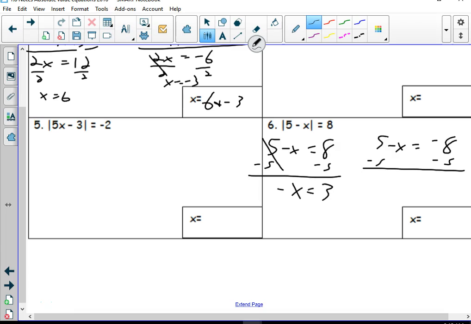Now, here's the thing about checking your work. Let's say you forgot to bring down the negative, and you thought the answer was 3. Okay, that's fine. Check it. Plug the 3 in. 5 minus 3 is what? Oh, guys. 5 minus 3 is 2. Is the absolute value of 2 equal to 8? It is not. Is 2 eight spaces away from 0? It is not. So that tells you, I screwed up. I better go back and check my work. Oh, shoot. I forgot the negative.